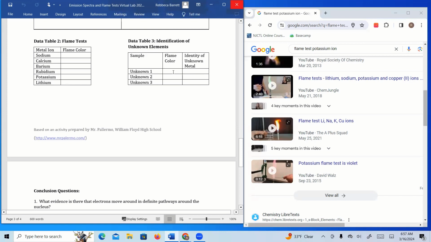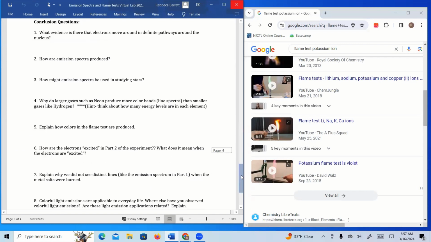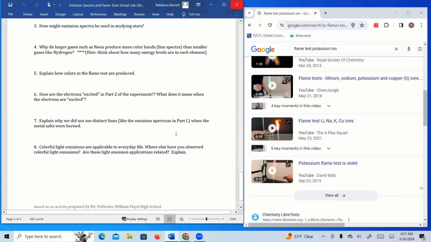Okay, so that's all of the data gathering you'll do for the lab. And then there are just a few conclusion questions based on the background information and the data that you collected to complete the lab.